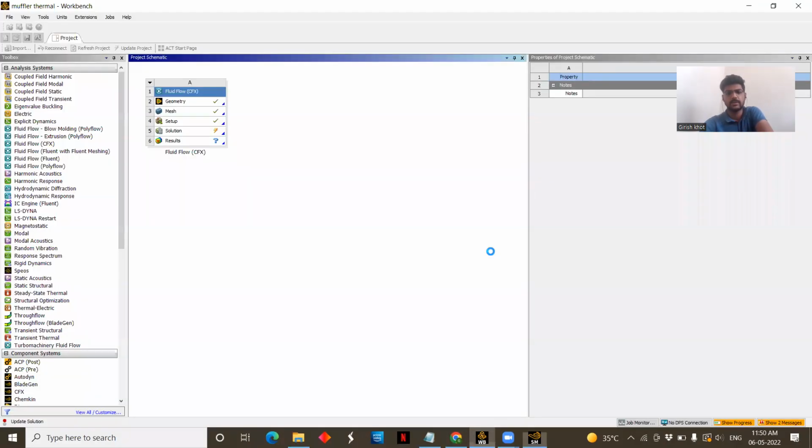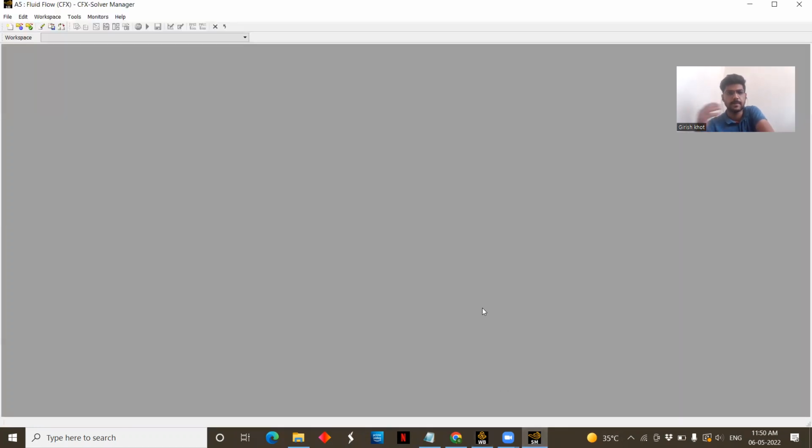I just forgot to tell you one thing, that this whole simulation I have done in ANSYS Workbench Fluid Flow CFX, because the meshing is quite simple in Fluid Flow CFX as compared to meshing in ANSYS Fluent. So I have chosen to do the simulation in this tab.